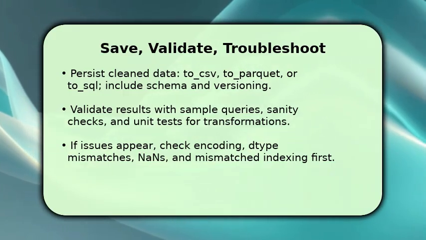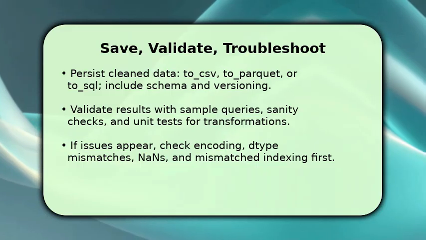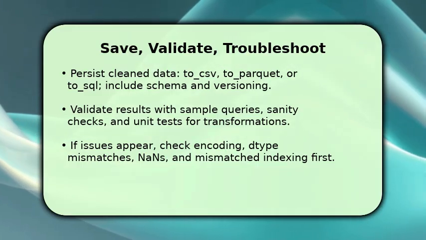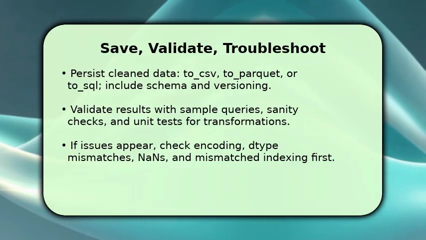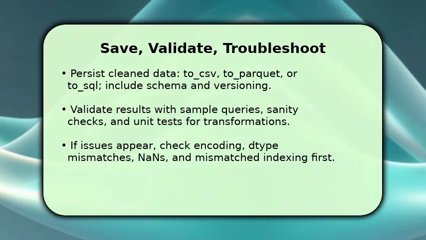If something goes wrong, focus troubleshooting on encoding errors, dtype mismatches, unexpected NaNs, or misaligned indexes. These are the most common culprits and usually quick to fix once identified.